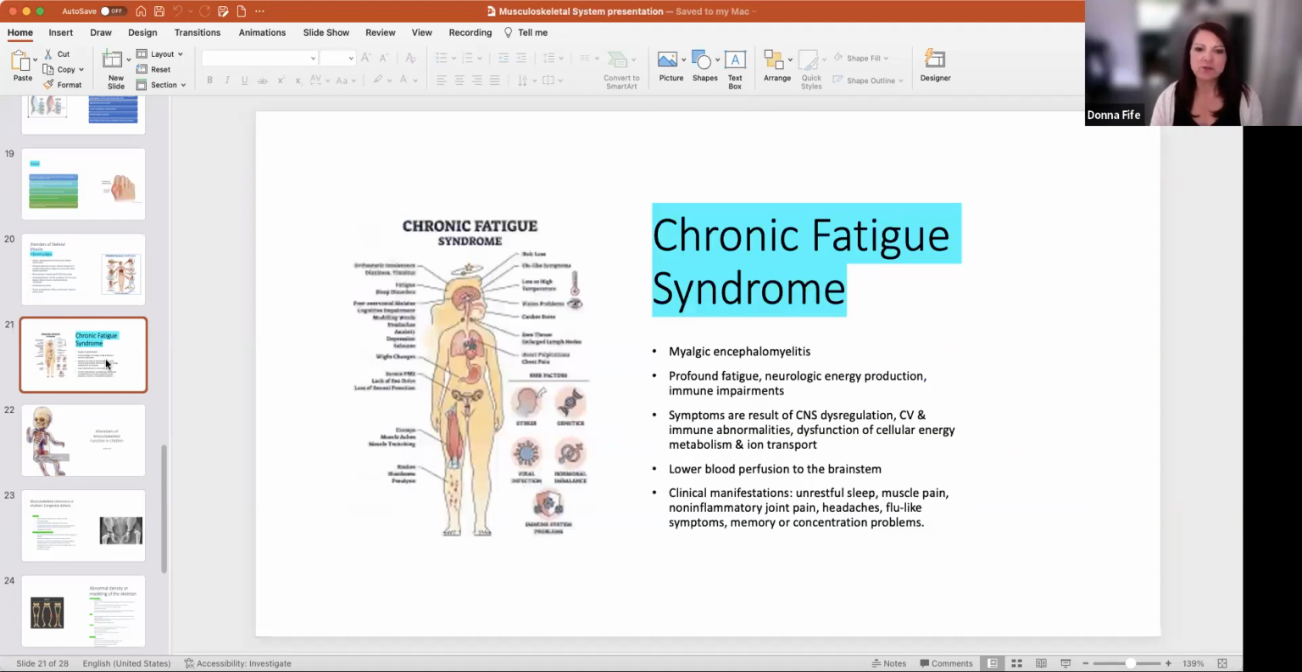Now, chronic fatigue syndrome, also called myalgic encephalomyelitis. There's profound fatigue, neurologic, energy production, and immune impairments. The symptoms are the result of CNS dysregulation, CV and immune abnormalities, dysfunction of cellular energy metabolism and ion transport, and lower blood perfusion to the brainstem. And the clinical manifestations are unrefreshing sleep, muscle pain, non-inflammatory joint pain, headaches, flu-like symptoms, and memory or concentration problems.